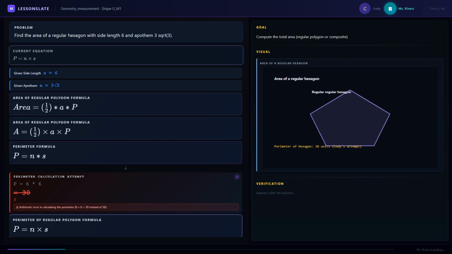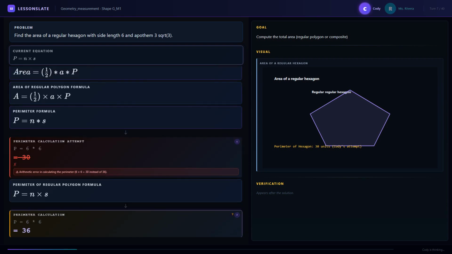You're absolutely right that a hexagon has 6 sides, and that the perimeter is found by multiplying the number of sides by the side length. So P equals 6 times 6, which is the correct setup. Take another look at that multiplication, Cody. What is 6 times 6? Oh, my bad. 6 times 6 is 36, not 30, so the perimeter, P, would be 36.